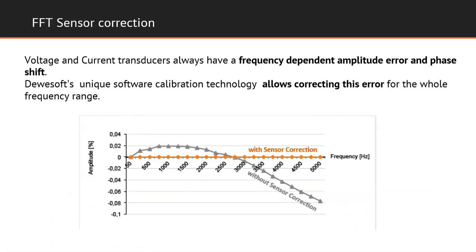In Dewesoft, we have the possibility of FFT sensor correction. So what does this actually mean? Every voltage and current transducer always has a frequency-dependent amplitude error and phase shift. And in Dewesoft, it's possible to correct this error for the whole frequency range. So the advantage of this is that we get more accurate results.